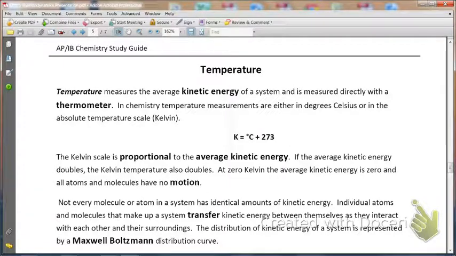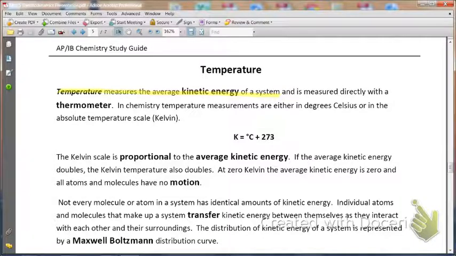Alright, we're going to go ahead and get started with this lecture video on temperature. Temperature is an important concept in this unit and in chemistry in general. So let's first look at the definition of temperature. Temperature measures the average kinetic energy of a system. Now, if you recall from our last lecture video, we defined what kinetic energy is.